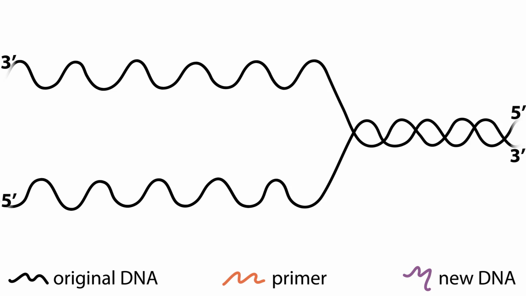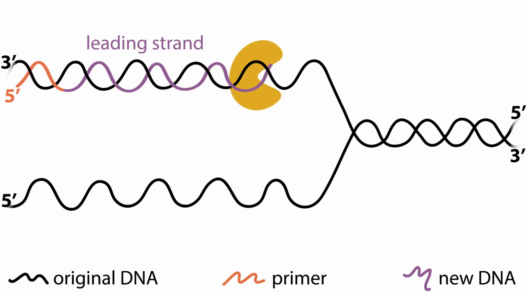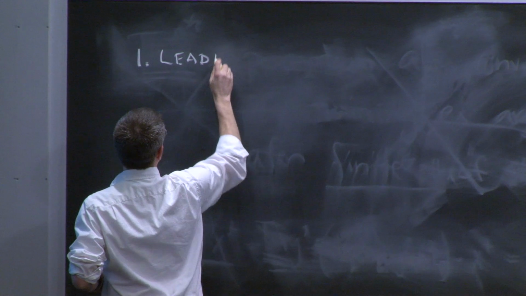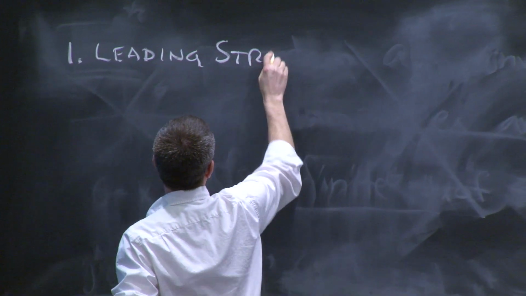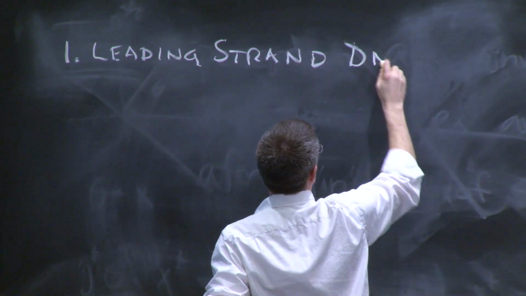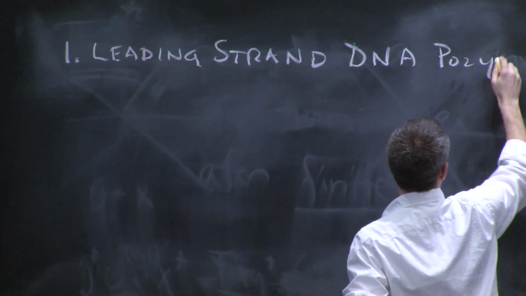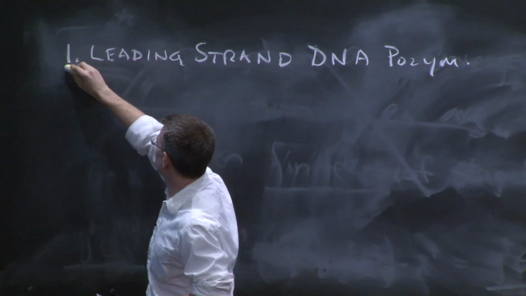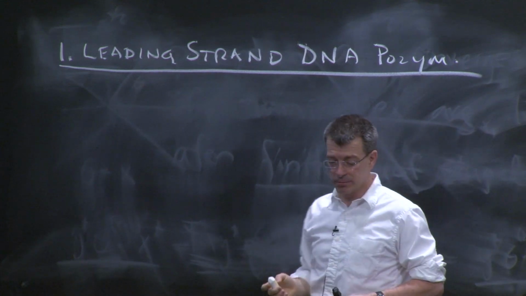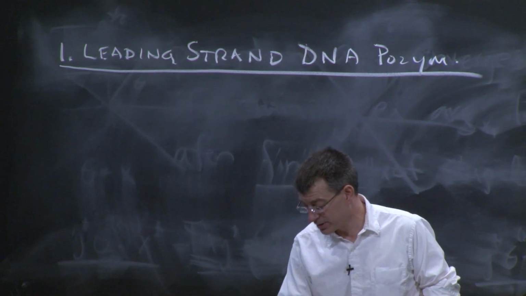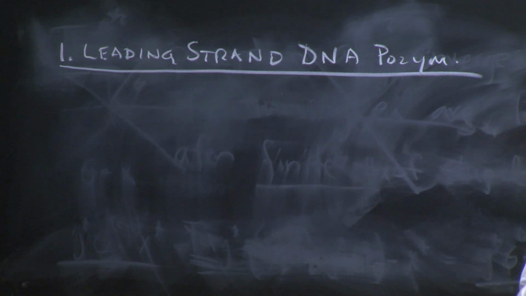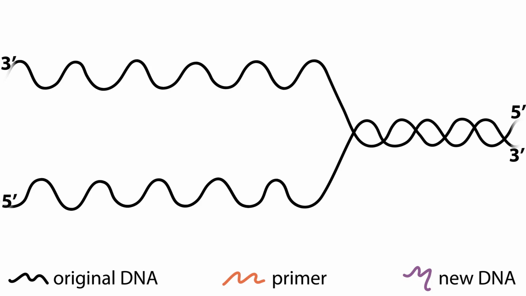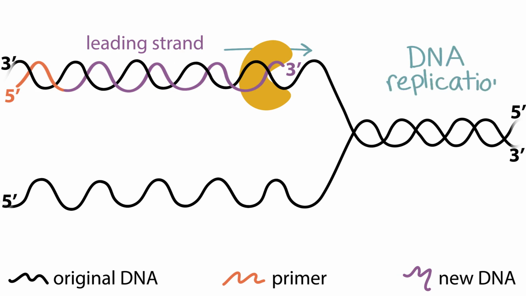Okay, so I'm just going to introduce some basic terms. The first is the leading strand DNA synthesis. And actually, I'm going to introduce you to these in terms of the enzymes involved. Okay, so we're going to talk about all the enzymes that act at a replication fork. And the first one we're going to start with is by far the easiest one to understand. It's the leading strand DNA polymerase. It moves in the same direction as the overall replication direction.